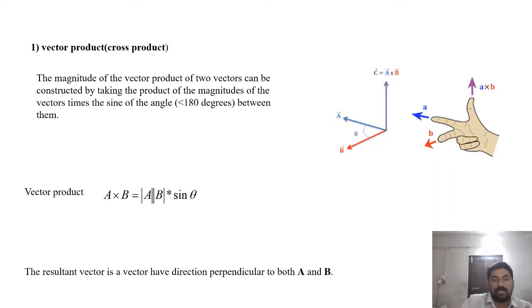So the magnitude of the vector product of two vectors can be constructed by taking the product of the magnitudes of the vectors times the sine of the angle between them. The angle should be less than 180 degrees.